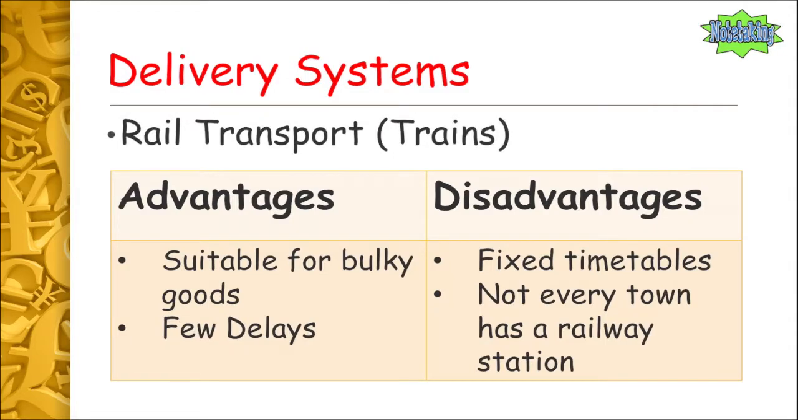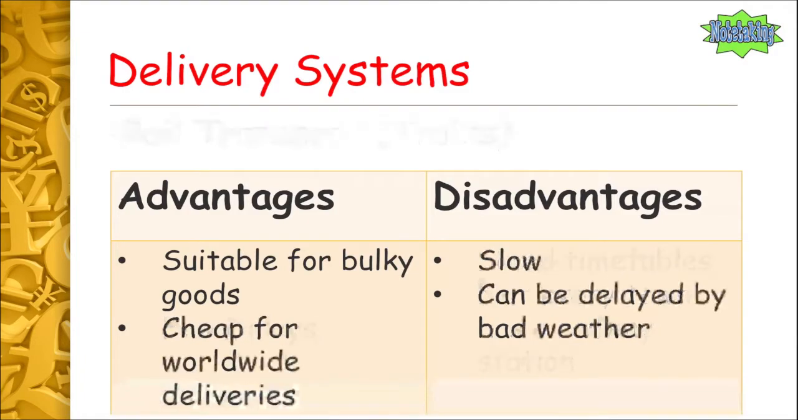Rail transport then, which are trains, is great for transporting bulky goods. Another pro or positive of it is that they're rarely delayed because they're not dependent on weather or traffic. And then the disadvantage is that they operate to fixed timetables, so there's very little flexibility in them. The other thing is not every town has a railway station or a train station, so this can make it difficult for transporting goods to rural parts of the country.